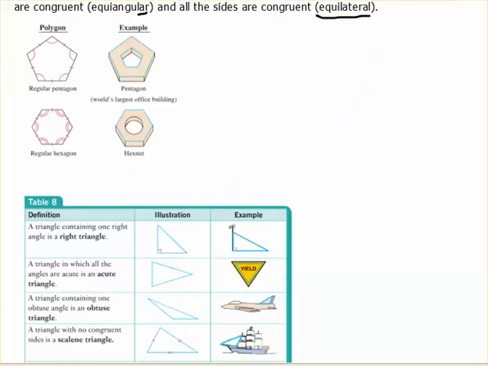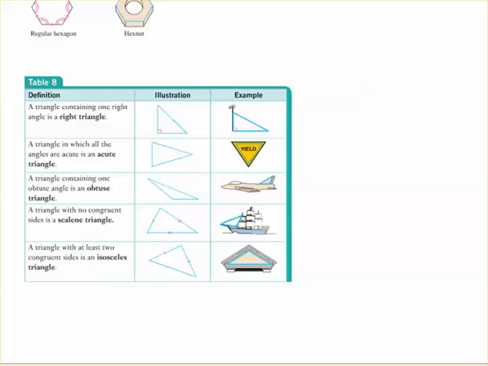Now we also have some more terminology here, especially dealing with triangles. A triangle containing one right angle is called a right triangle. So here we have some examples of that. A triangle in which all the angles are acute is called an acute triangle. So every one of these, and you remember from your terminology from before, acute meant less than 90 degrees. So each one of these measures is less than 90 degrees.